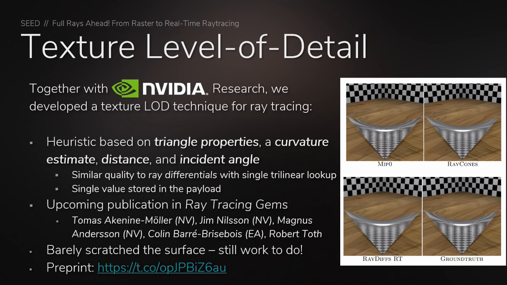And so, together with NVIDIA research, we developed a texture LOD technique for ray tracing, which is not perfect, and we barely scratched the surface, but it's based on the properties of triangles, curvature estimate, distance, and incident angle. And so we get similar quality to ray differentials with a single trilinear lookup, and we only store a single value in the payload, so that's pretty cool. The paper is going to be in Ray Tracing Gems, and there's a preprint available, so if you want, you can check it out and send us feedback. It's an example article, so if you wanted to submit to Ray Tracing Gems, that's the kind of format you could submit an article in.